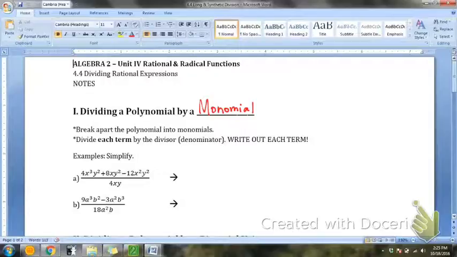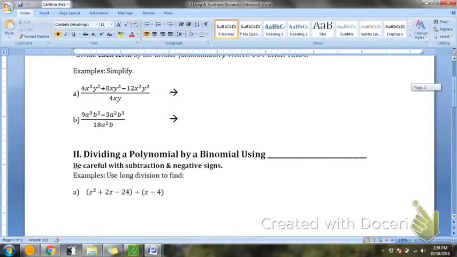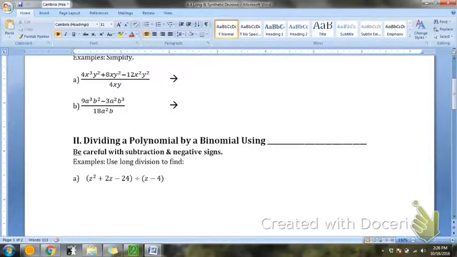Monomial means one term, right? So if we were to divide, this is something you probably saw in Algebra 1, dividing each term by the denominator. And so one of the ways I like to explain to do it is to write the denominator under each one. So we separate it out.